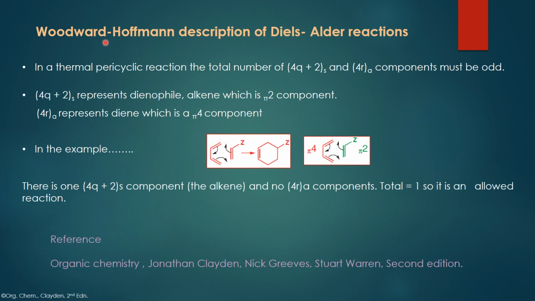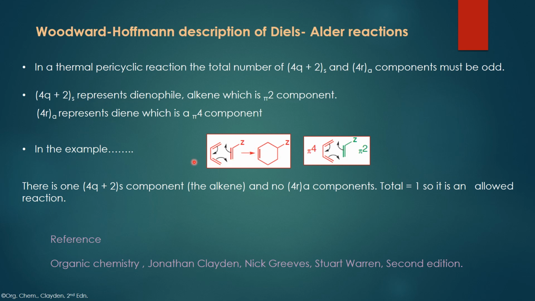Here we can see the Woodward-Hoffmann description for the Diels-Alder reaction. This is an example. Here we can see this is a 4-pi component system, that means it has 4 pi electrons. So this diene is a 4-pi component. And this is an alkene, a 2-pi component, that means a 4Q plus 2 S system. Since the diene is a 4-pi component, this is a 4R A system. And we have to know whether this is thermally allowed or not.